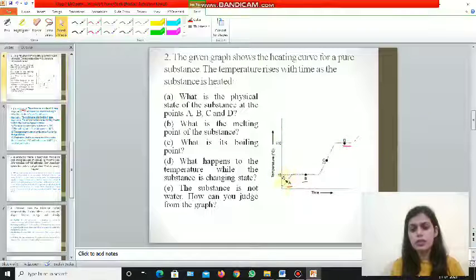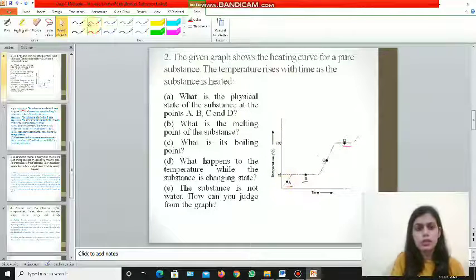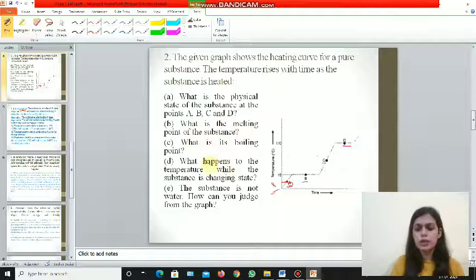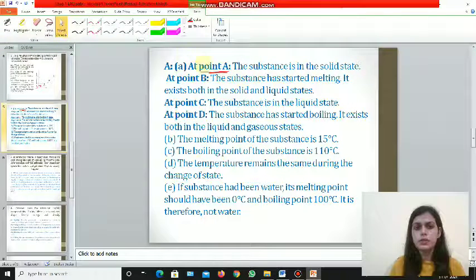This is point A, and the graph shows a temperature of about 8 here. So the substance is in the solid state. The next question is, what is the melting point of the substance?